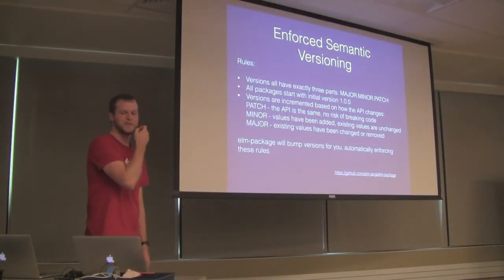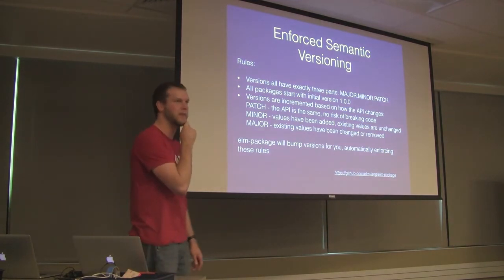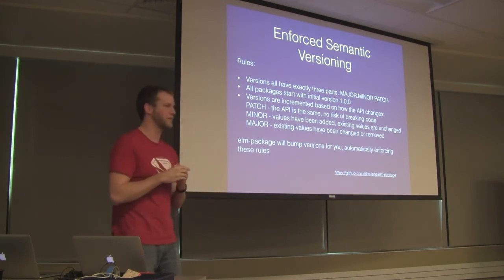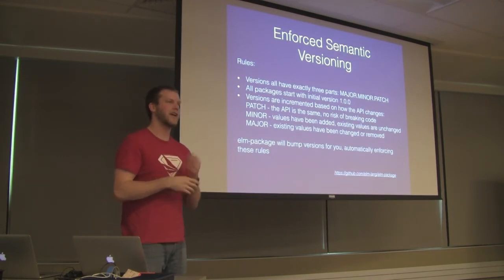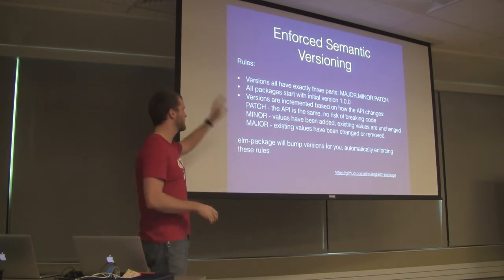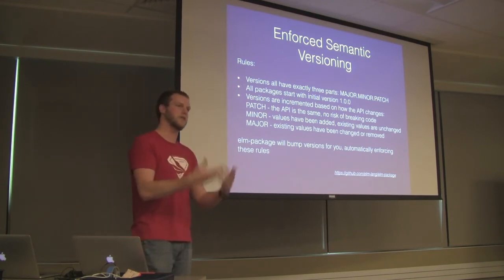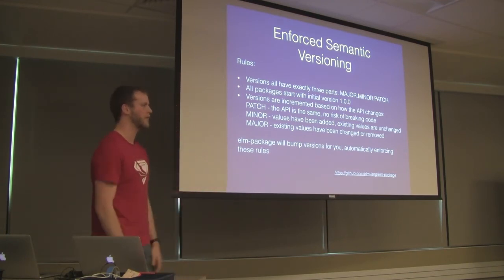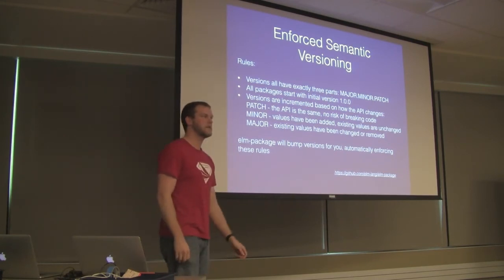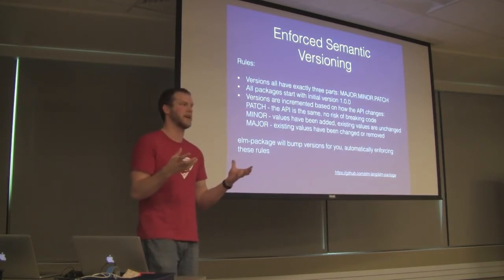So, enforced semantic versioning. If you've ever had an NPM module that upgraded like a patch version and it completely broke your entire application, you know how much that sucks. And you don't get that with Elm because Elm has a tool called Elm Package. This is right off their GitHub page. You can contribute Elm modules to the community to do whatever Elm functionality you want. All packages start at version 1.0, so there's none of this confusion of 0.14 to 0.15. What does that mean? Is that a breaking change or not?